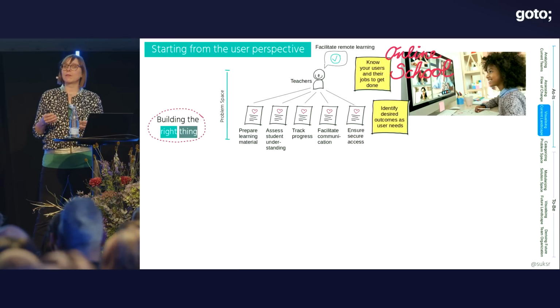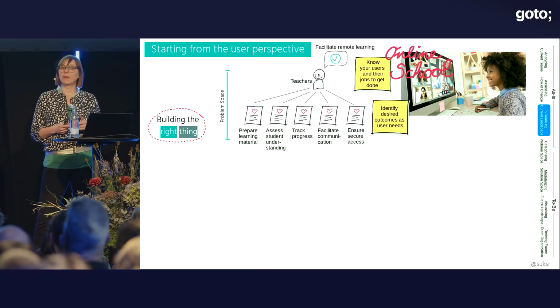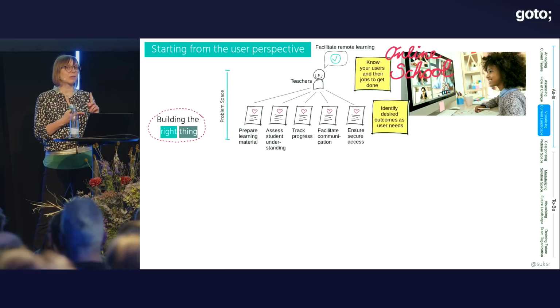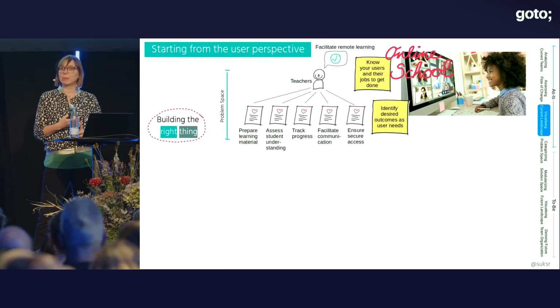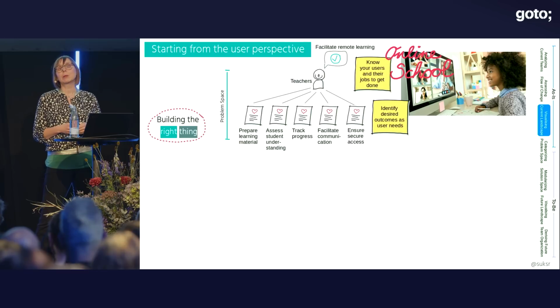So in the example of an online school solution for junior students, one of the user types could be the teachers. And the teacher's core functional job is to facilitate remote learning. And to accomplish this job, the teachers need to prepare learning material, they need to assess the students' understanding with assignments, they need to track the students' progress over time, and also facilitate communication with students and set up a secure access to the learning platform, for example, through sign-up and sign-in processes.